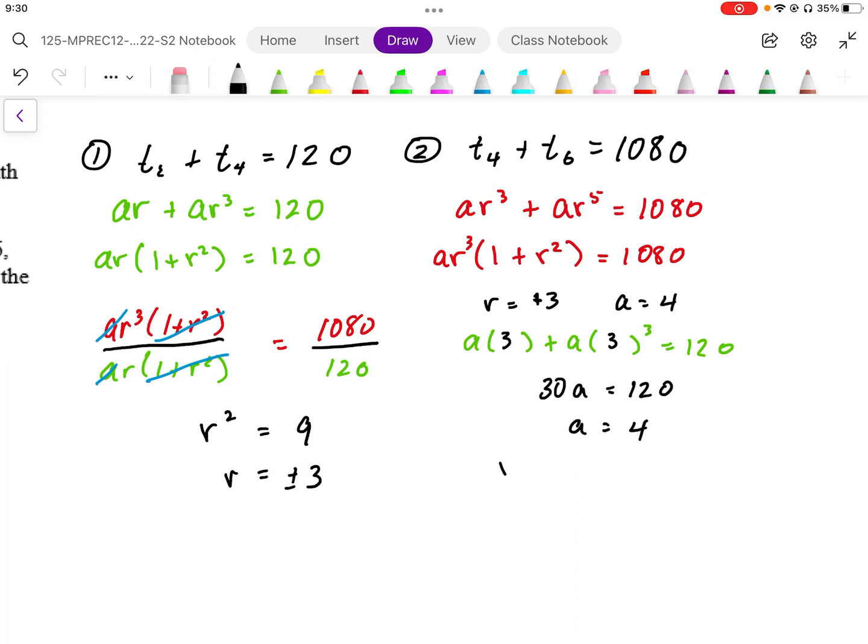And then when I solve for R equals negative 3, I can plug that in. I'll just plug it back into the exact same equation. So I get AR plus AR cubed equals 120, and I'll plug in the negative. When I plug that in, I end up with negative 3A and negative 27A, so that gives me negative 30A equals 120, so A is equal to negative 4. So when R is negative 3, A is equal to negative 4. So those are my two solutions for A.